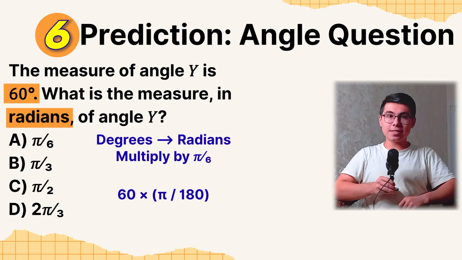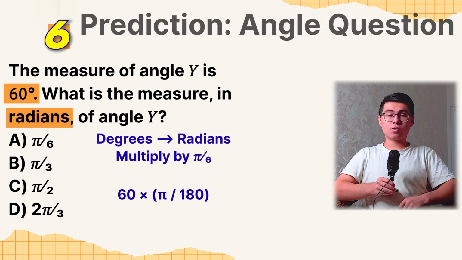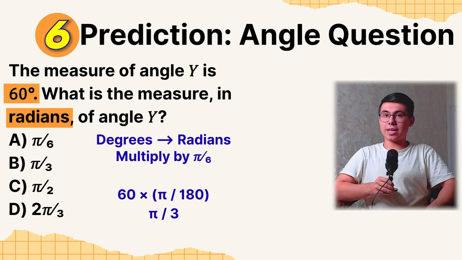We've got 60 degrees multiplied by pi over 180. So 60 divided by 180 is 1 over 3. So the answer is pi over 3. And that's it. So the correct answer is choice B.